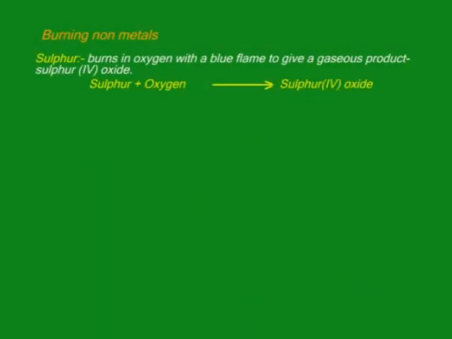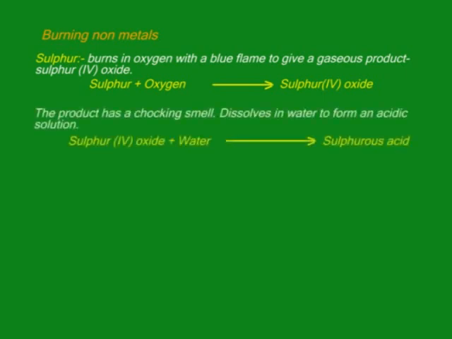Now the reaction can be represented by the equation on your screen: sulfur reacting with oxygen to form sulfur 4 oxide. Now this gas product has an irritating choking smell, and when water is added, the solution is acidic and turns litmus paper red. Sulfur 4 oxide plus water forms sulfurous acid.